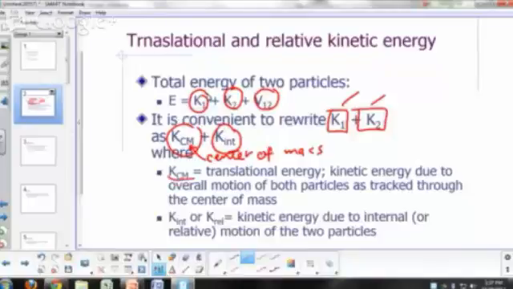Okay, so K_cm here is what we would call the translational energy, the movement of the two particles as a whole. You keep track of the movement at their center of mass. So you track it through the center of mass. And then K_internal here, or K_relative, that's the kinetic energy associated with the motion of the two particles relative to each other. Okay, so internal motion or the relative motion of the two particles.